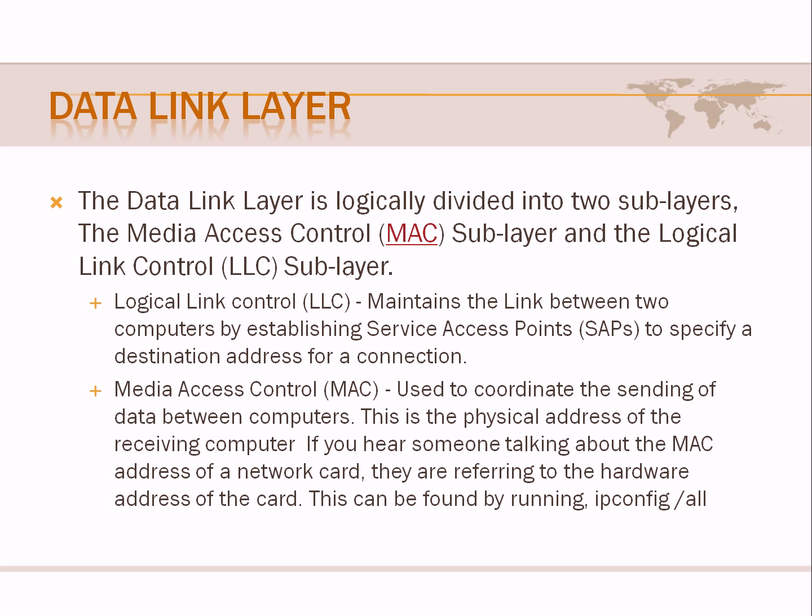The data link layer is logically subdivided into 2 sublayers, the media access control sublayer and the logical link control sublayer. The LLC layer maintains the link between 2 computers by establishing service access points to specify a destination address for a connection. The MAC layer is used to coordinate the sending of data between 2 computers. This is the physical address of the receiving computer.